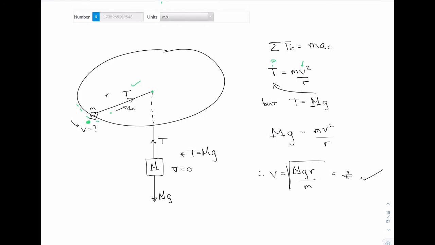But what is T? Well, this one down here, that thing's not moving. The tension is the same everywhere in the string, so that tension is just the weight of that big block. So tension is capital Mg, and I put that there. Careful, the masses don't cancel. It's two different masses, and that gives you the speed, which will be some number in meters per second.